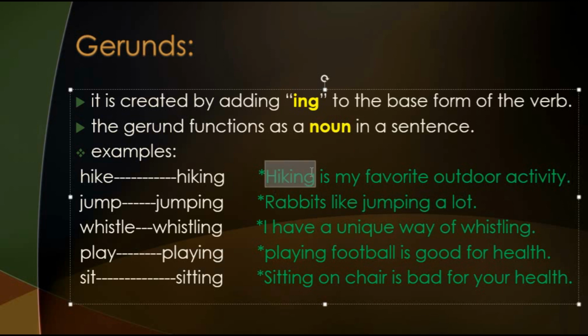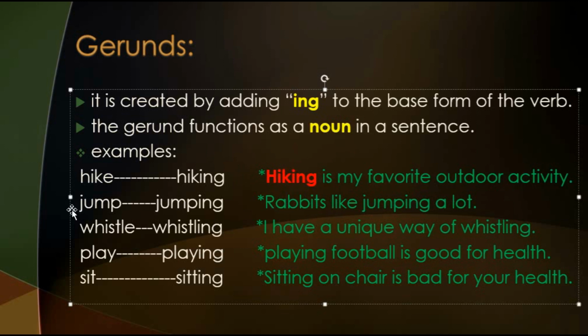So hiking here is my gerund, right? It's my gerund, and it functions as a noun here. And the noun in the sentence functions as a subject, right? Hiking is the subject of the verb is. Hiking is my favorite outdoor activity. So you see it is a noun, very simple, right?